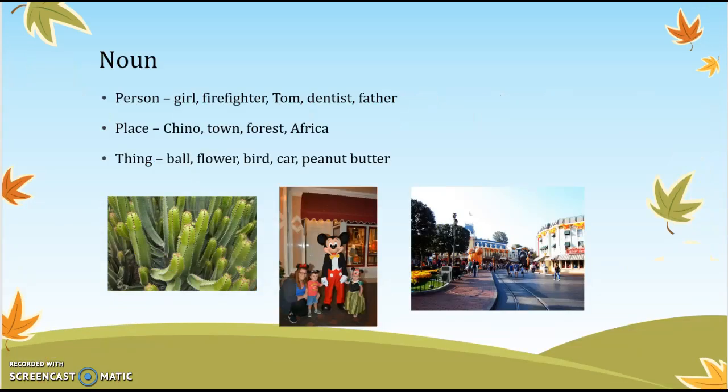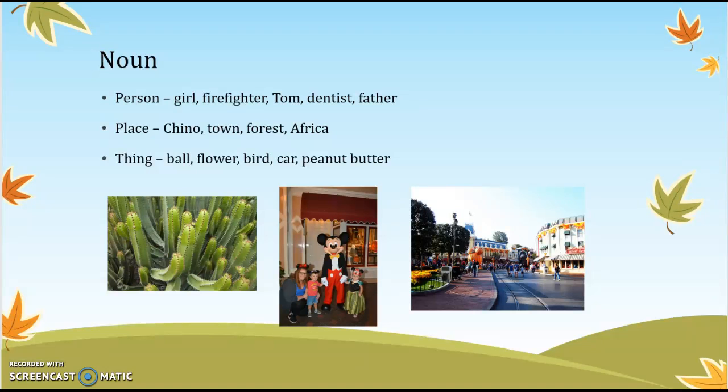Nouns are generally defined as a person, place, or thing. Some examples of a person might be a girl, a firefighter, Tom, dentist, or a father. Places might be Chino, a town, forest, or Africa. And things might be a ball, a flower, a bird, a car, or even peanut butter.